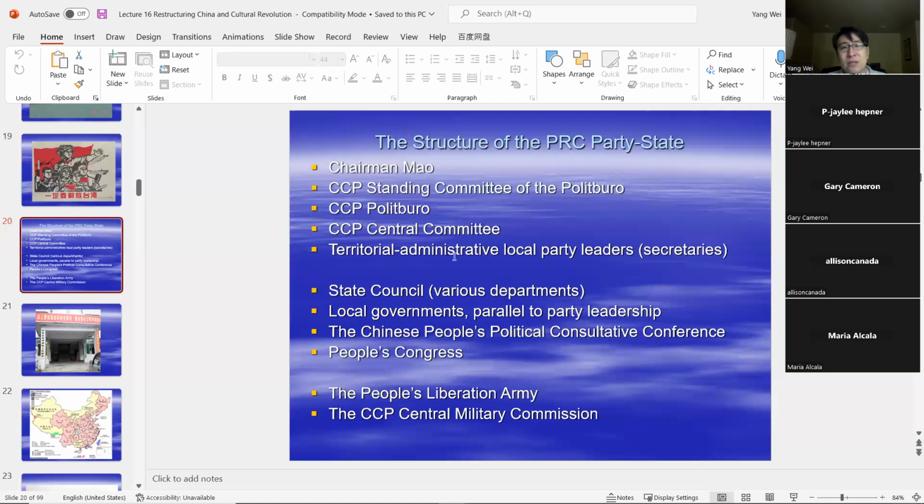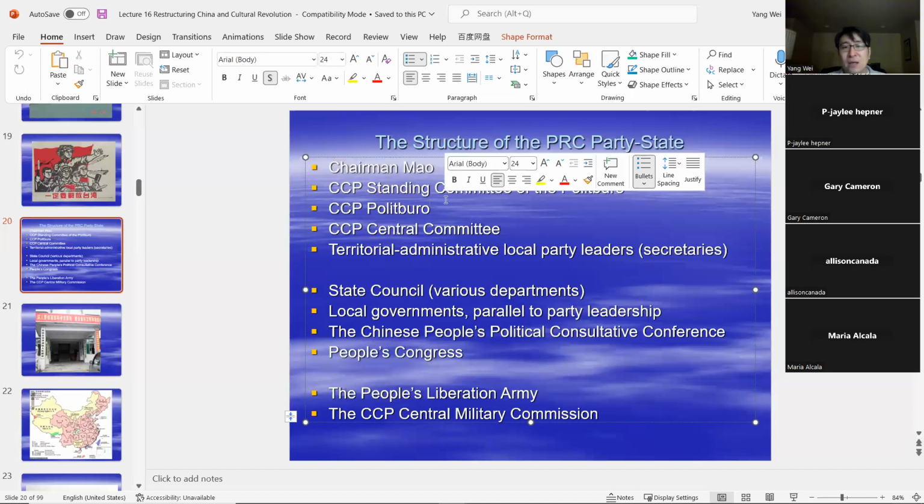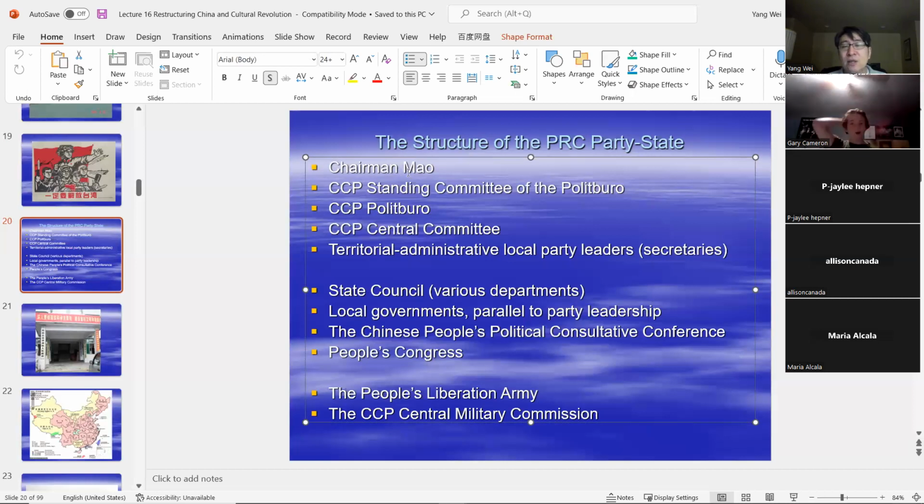So if you look at the party structure, okay? So let's first look at the party structure. You have a chairman, right? Chairman Mao, who is also the president of China. And he's also the chair of the Chinese Communist Party's military commission. So he is a three-in-one leader. I call him a three-in-one leader.